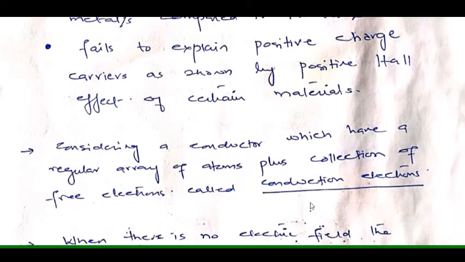Now, to proceed with the model, we will consider a conductor which has a regular array of atoms plus a collection of free electrons called the conduction electrons. Obviously, in a conductor we have free electrons, and because of these free electrons we get current when we apply a potential difference across it. Sometimes scientists refer to these free electrons as conduction electrons, and in some other cases they are also known as the electron gas within the conductor.